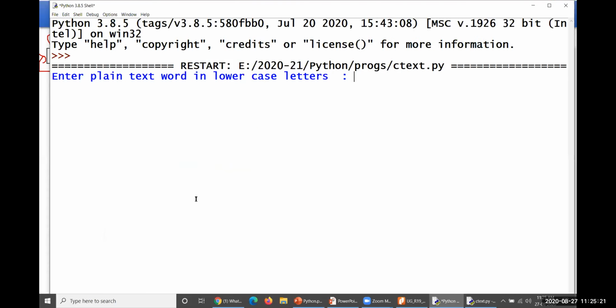So enter plain text word in lowercase letters. HELLO is my word. I would like to communicate with my friend with hello. First of all, hello, then followed by your own conversation. So the integer key value will be 3.